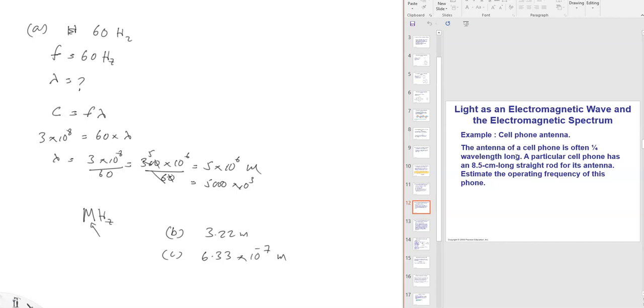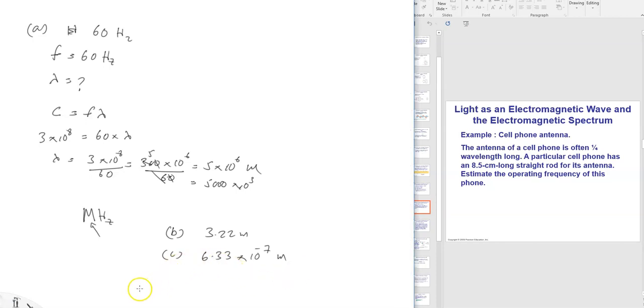If you have seen the old-fashioned ones, I'm talking about two decades ago, the antenna was outside. It's like something that you can pull out, and then that gives you good signal. But with increasing technology, they found ways to keep the antenna within the phone, inside, embedded, so it's not visible to outside. And so it says the particular cell phone has an 8.5 centimeter long straight rod as its antenna. Estimate the operating frequency. So do the math and see whether you can figure out the answer.